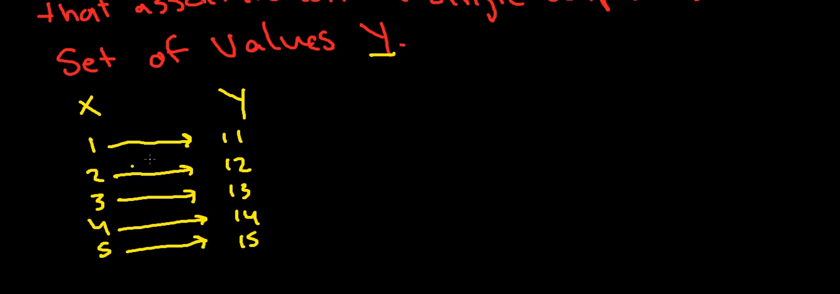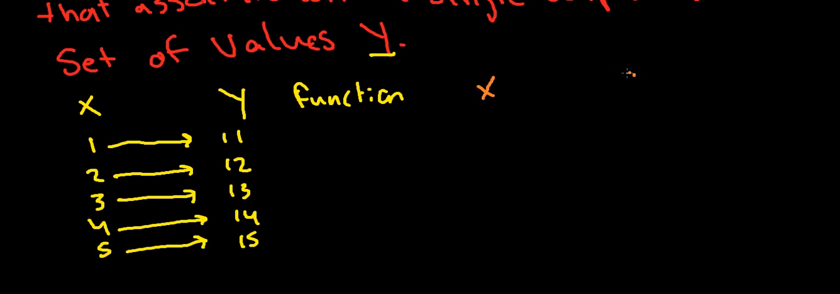So this is a function because if I put 1 in my function, I'm going to get 11. If I put 2 in my function or equation, you can just think of it as an equation for now. So if I have an equation and I put 1 in, I'm going to get 11. If I put 2 in, I'm going to get 12. If I put 3 in, I'm going to get 13, 4, 14, 5, 15. So this is a function, because this x has one y, this x has one y, and so on. So let's do something that's not a function.